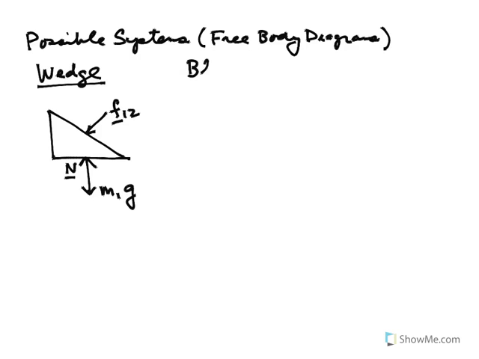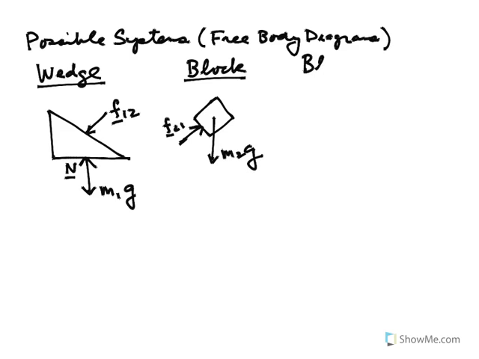The second free body diagram, or the second system if you want to think about it that way, is the block. There are two forces exerted on the block. The first one is F21, which is the force exerted by the wedge on the block, and then M2 times G. The third system is the wedge plus the block.